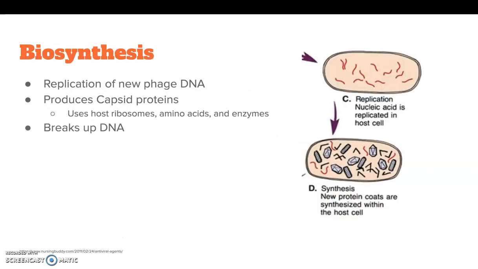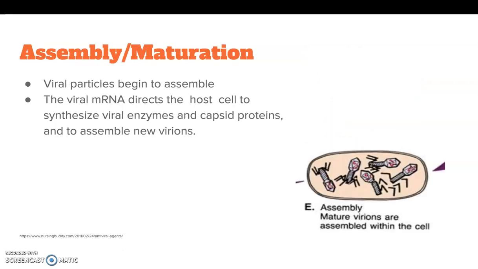In the next step, biosynthesis, replication of new phage DNA begins. Capsid proteins and other phage proteins are produced. This uses host ribosomes, amino acids, and enzymes. It stops cellular processes and breaks up DNA to use for nucleotides.